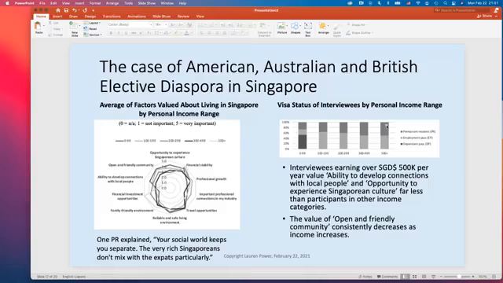We also see here that more people apply for permanent residency as their income increases. This has to do with probably a combination of factors, such as they feel a higher sense of belonging, but also there are some benefits to applying for permanent residency.